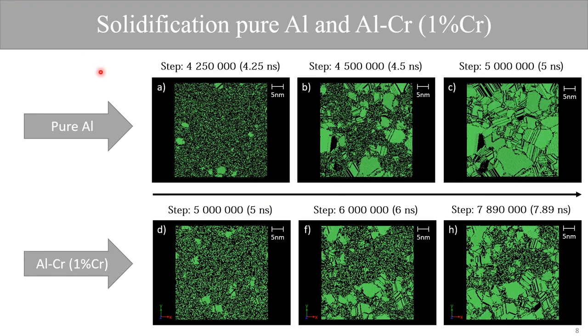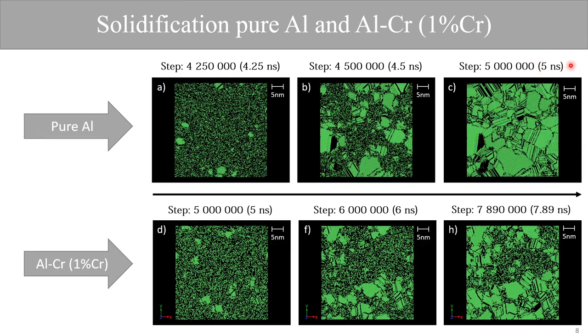So in this slide, we were also breaking down the video into different steps. The first line from A to C represents the solidification of pure aluminum, and from D to H, the solidification of the binary system containing 1% of chromium.